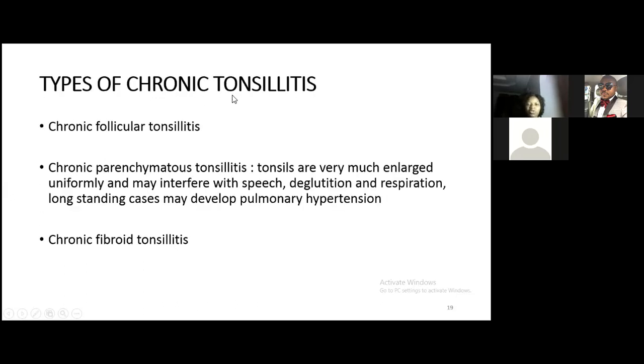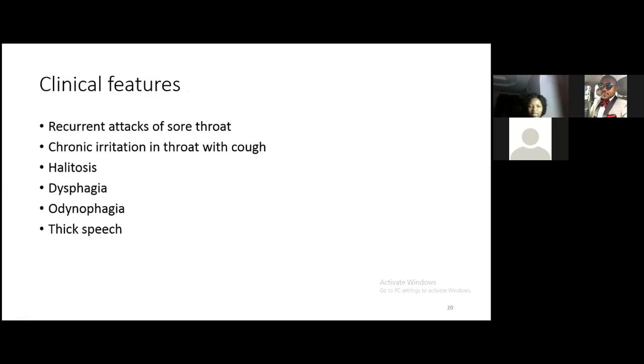Now, types of chronic tonsillitis: there's chronic follicular tonsillitis, and chronic parenchymatous tonsillitis. In this one, the tonsils are very much enlarged uniformly and may interfere with speech, swallowing, and respiration, and a long-standing case may develop into pulmonary hypertension because of the blockade of the nasopharynx. Then there's chronic fibroid tonsillitis.